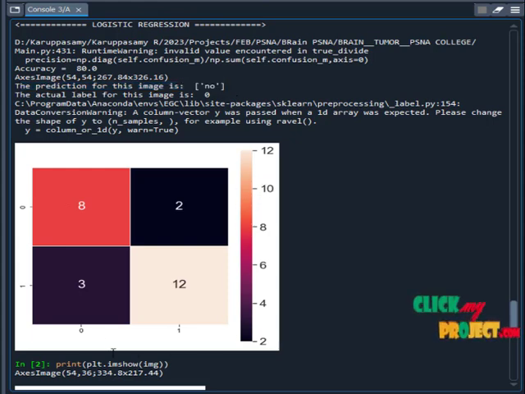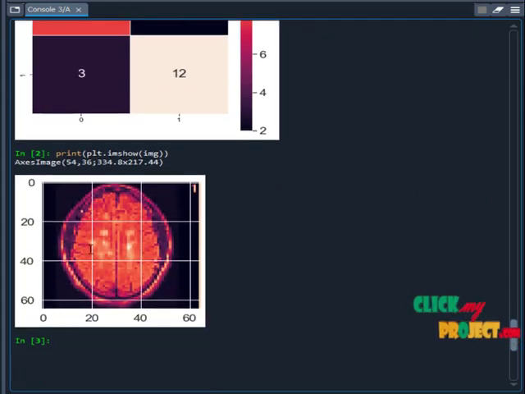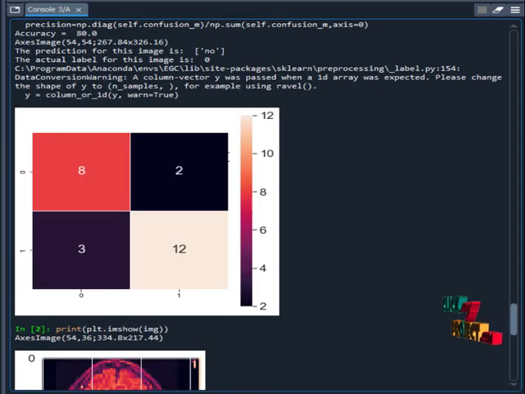And then this is the confusion matrix, that is true positive, true negative, false positive, false negative. True positive means the total number of correct predictions with a correct result, and true negative means a correct prediction with a negative result. False positive means our prediction is positive but our result is negative, and false negative means both the result and the prediction are wrong. And at last, this is the input image which is predicted as the no category.